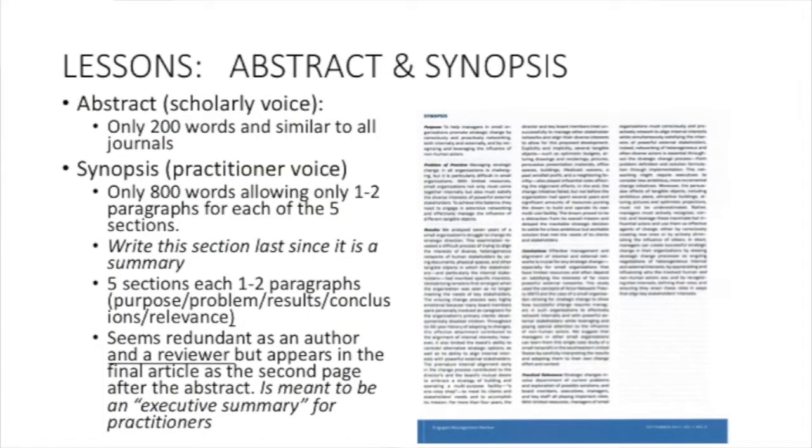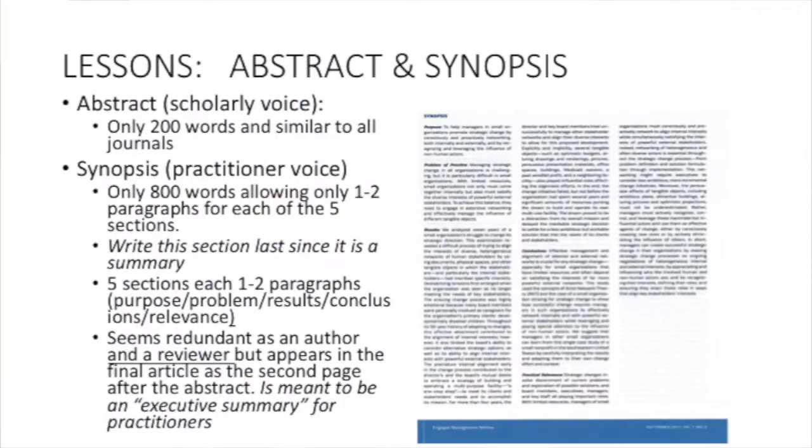The synopsis is only 800 words, so really when you go through it, just 1 to 2 paragraphs for each of the 5 sections they ask you to write on. And the 5 sections are the purpose, problem, results, conclusion, and relevance. And when you're writing this, it seems very, very redundant. You've made these points throughout the main body of the paper, so why are you doing it here?